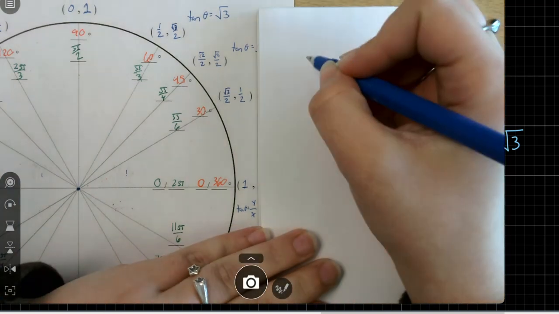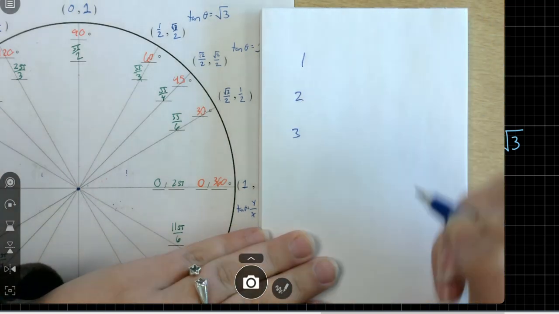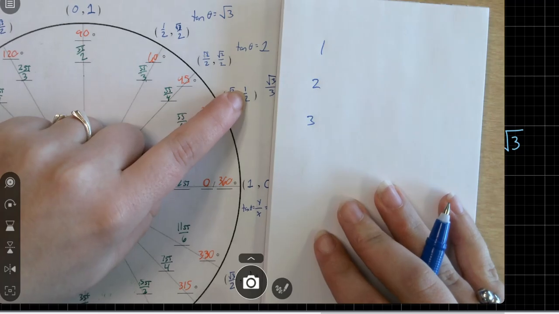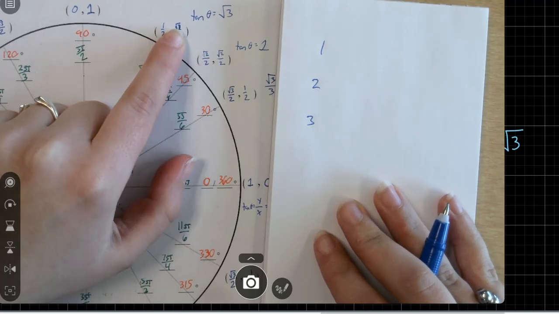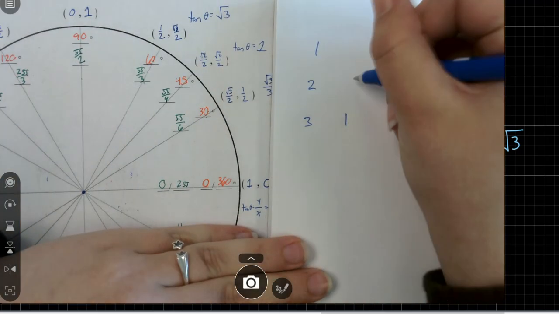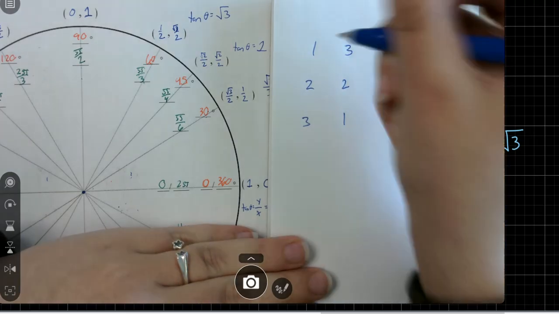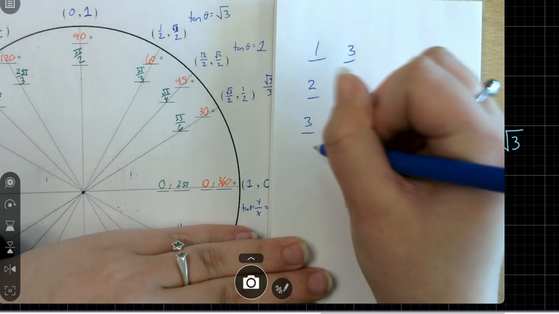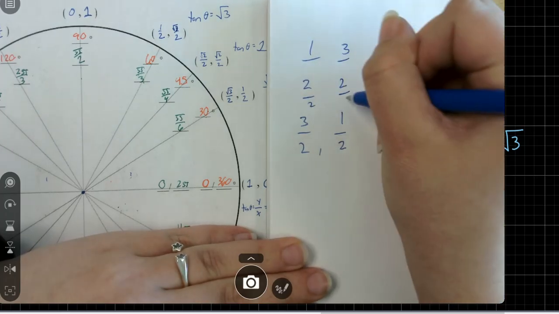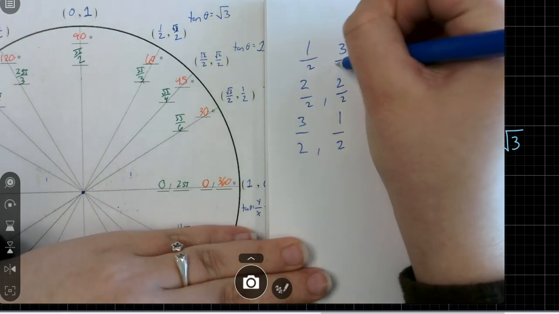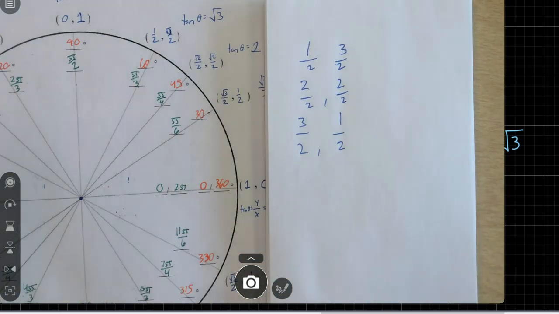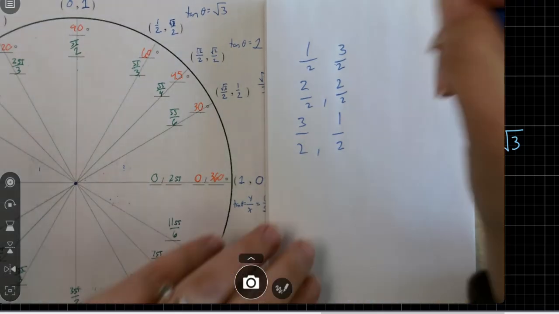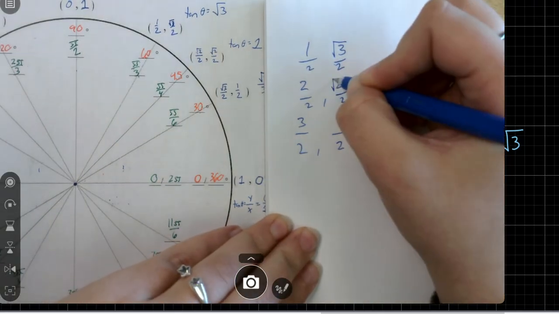Let's start. 1, 2, 3. And what's on top here? What's on top here? So 1, 2, 3. And what's in the denominators? 2, 2, easy. 2, 2, 2, 2. Now which ones have square roots? 3. Yep, all 3 is in all of the numerators of 2.